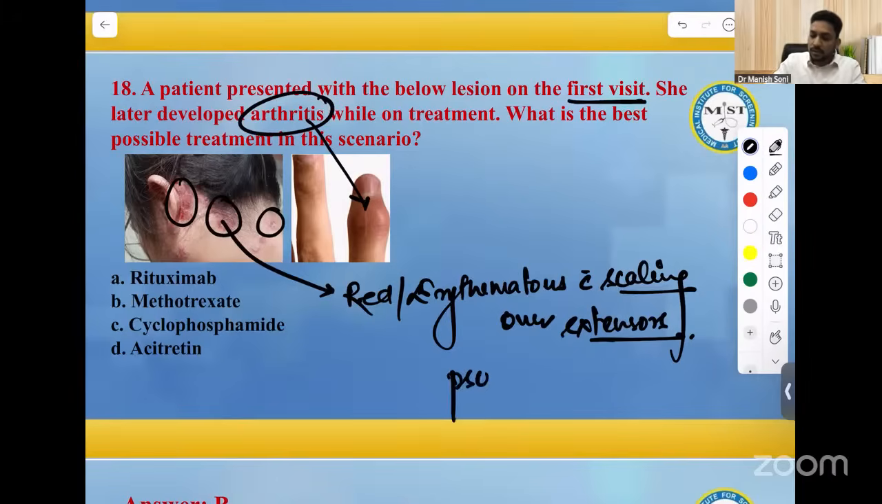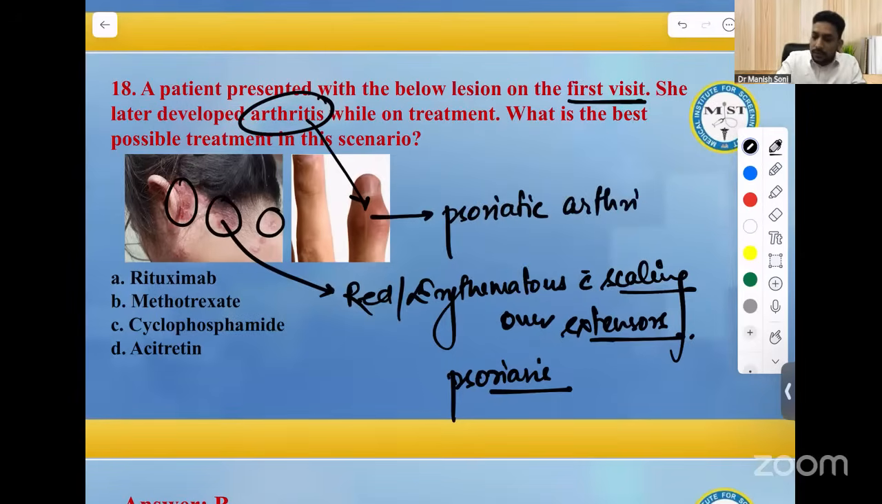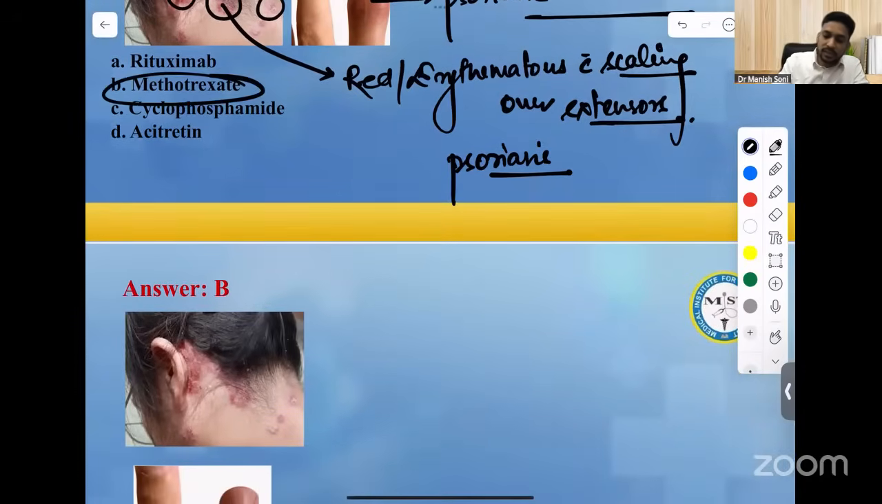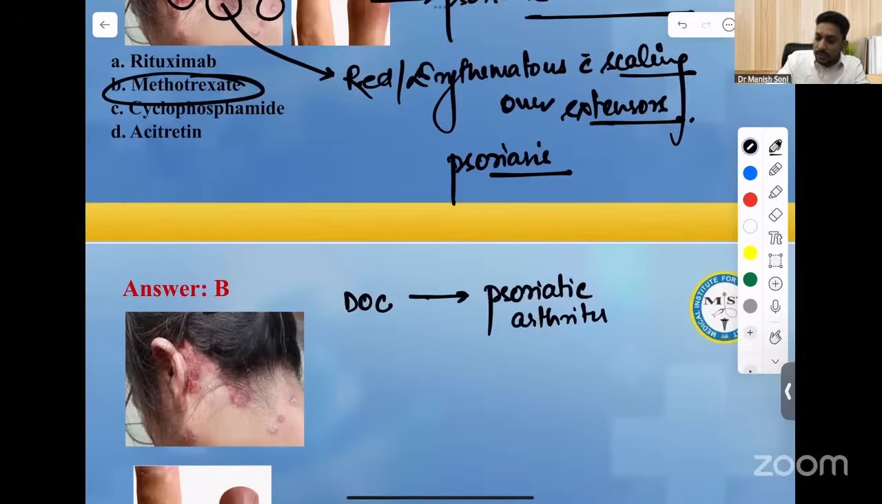So this is psoriasis. Can patient develop joint involvement? Yes, patient can develop psoriatic arthritis. So later on, the disease aggravated and developed joint involvement, that is arthritis. Now, what is the best possible treatment? When patient develops psoriatic arthritis, what is the drug of choice? The drug of choice is methotrexate. So drug of choice for psoriatic arthritis is methotrexate.